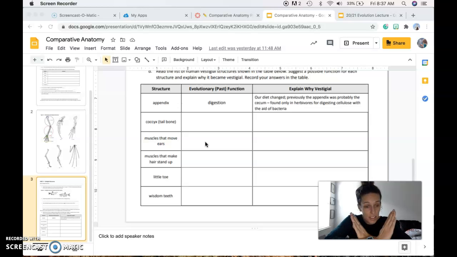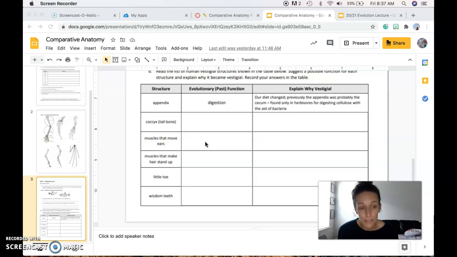Muscles that make our hair stand up. Think about when you're cold and you get goosebumps, your hair stands up. Did we always have really nice sweaters and jackets? Probably not. So what was our hair used for at that point in time?